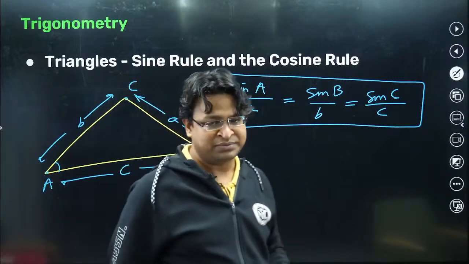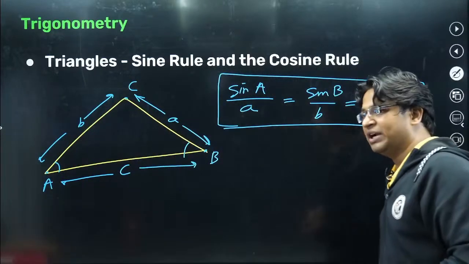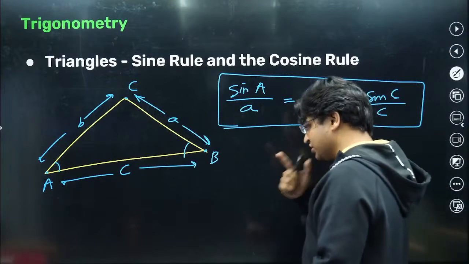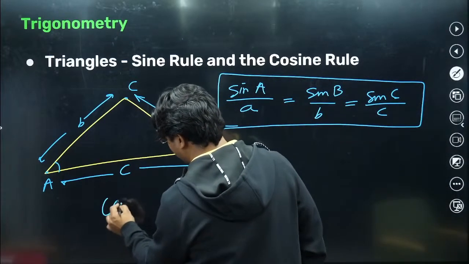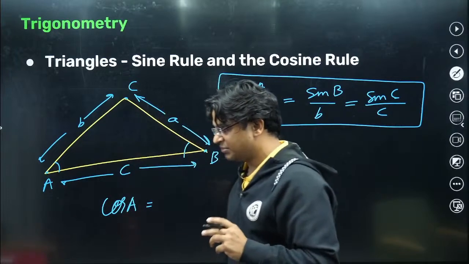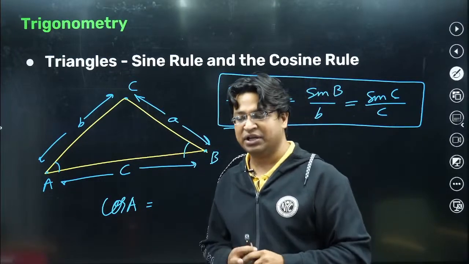Very useful rule, guys. Okay, so that is the sine rule. And what does the cos rule say? Okay, watch this, guys. The cos rule says that if you want to write cos of angle A, this one is a bit tricky, this one is a bit lengthier, so pay careful attention.